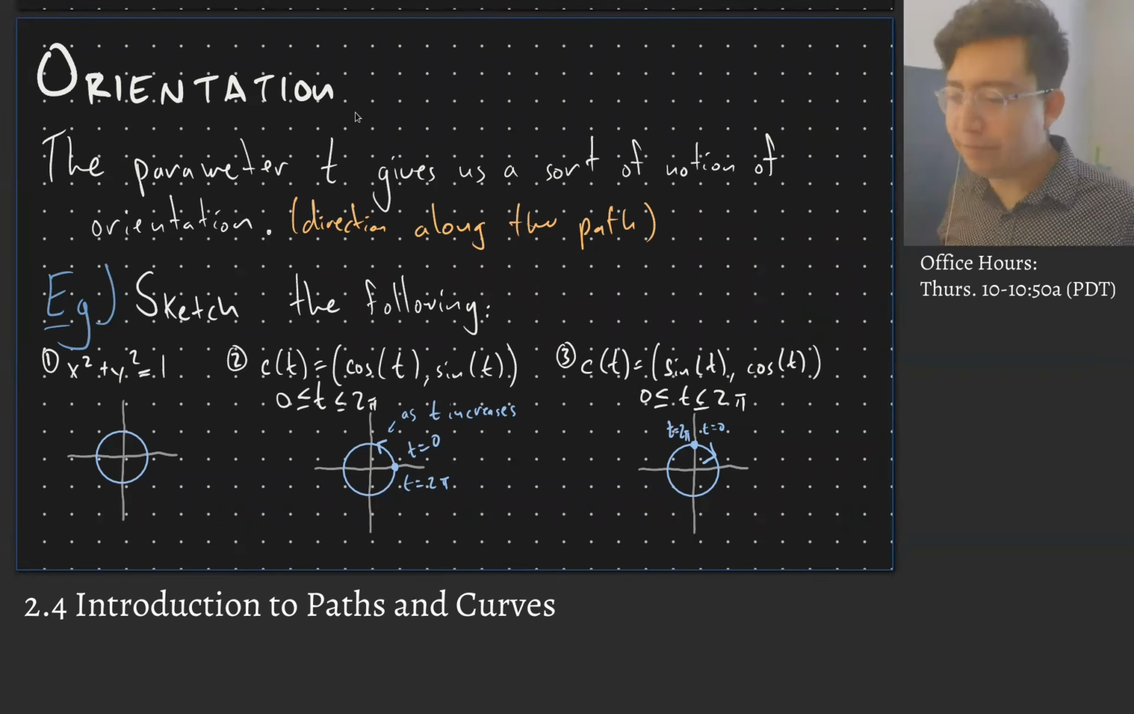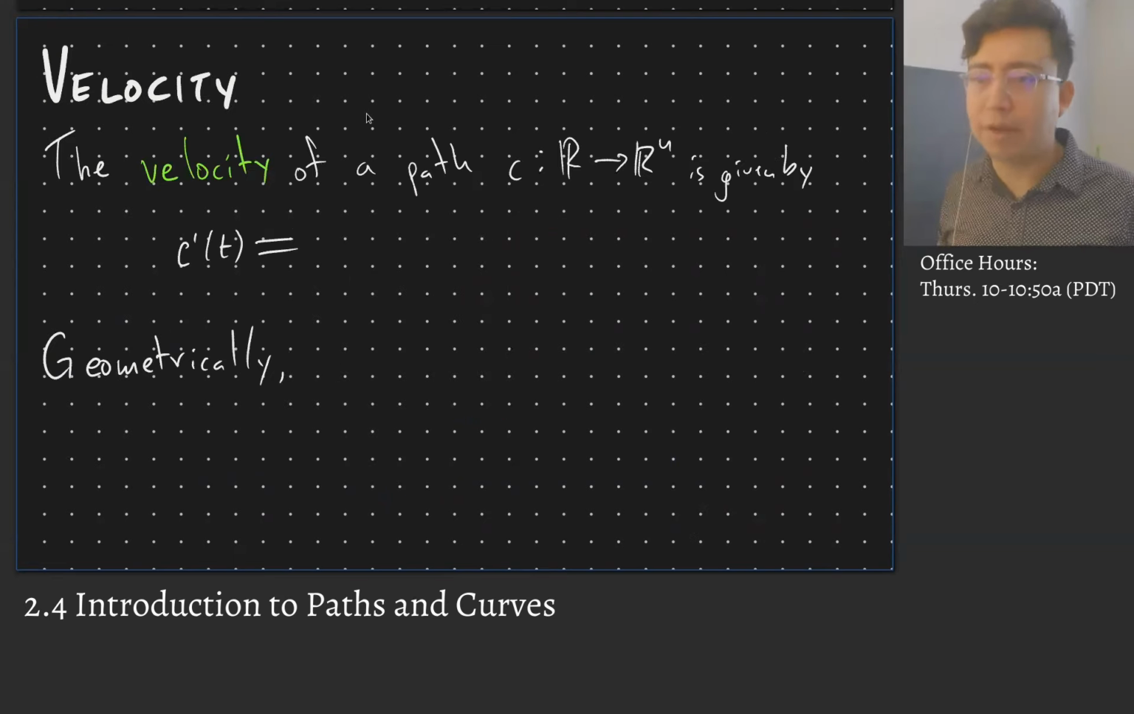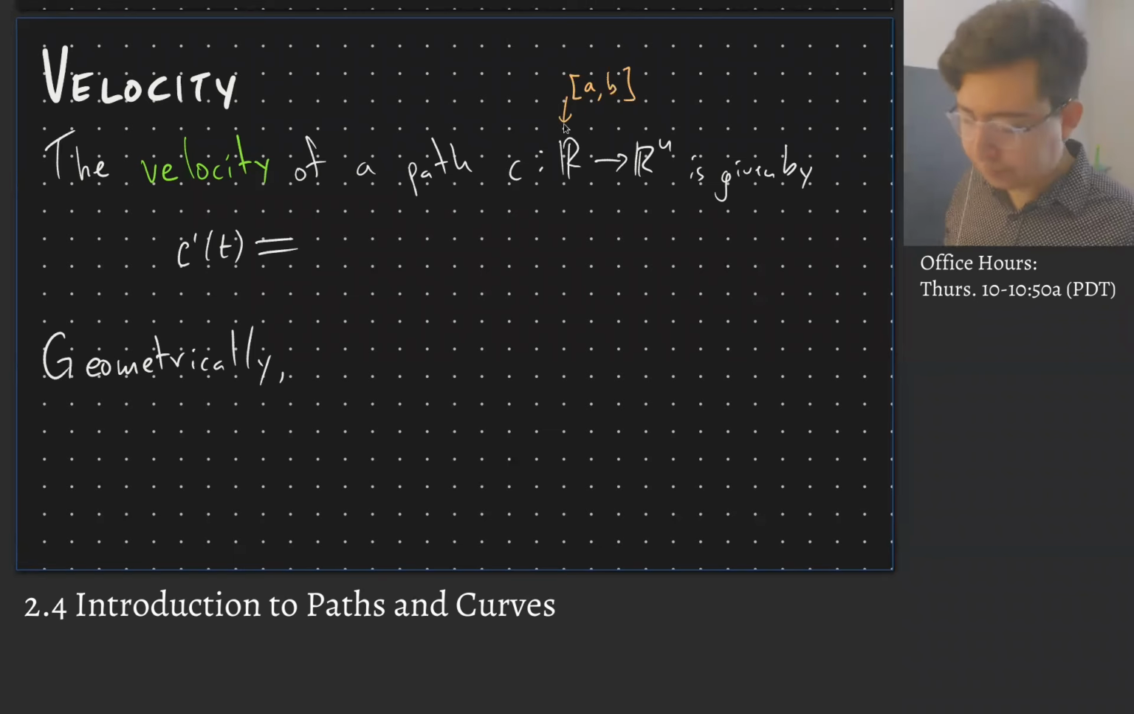Okay, cool. So let's see next. This is a calculus class after all, so we're going to want to talk about rates of change, which you might recognize as the physics term velocity. So you have a path. Here I've listed it as going from R to Rn, but remember, it can also just be going from some interval instead of all of R.